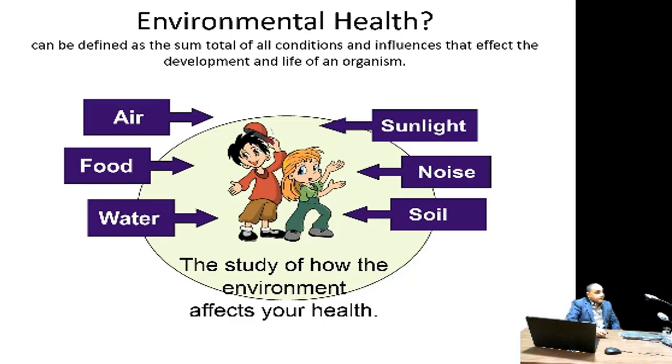Can be defined as the sum total of all conditions and influences that affect the development and life of an organism. إذن all conditions and influences that affect development and life of an organism. Air, food, water, sunlight, noise, soil, all these affect the development of life of organism. وكذلك هذه الأمور أيضا تؤثر على health of population.